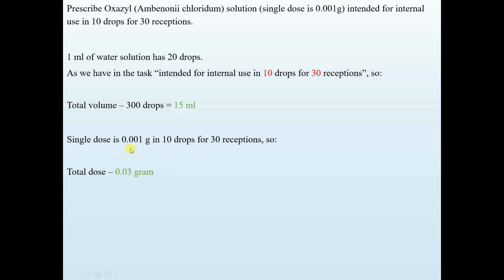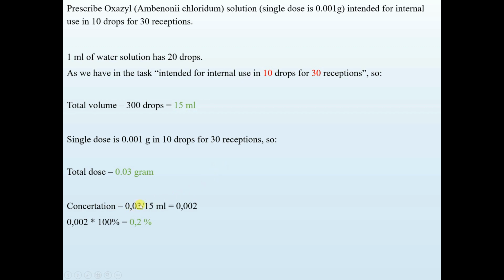Single dose means that it is one dose for one intake. So logically, 1 milligram is in 10 drops for 30 receptions. So in this total amount of 300 drops, it will be 30 milligrams. Or in other words, total dose of drug which we must use is 30 milligrams for this total amount of 15 milliliters. The next step, we must find the concentration as we did before.